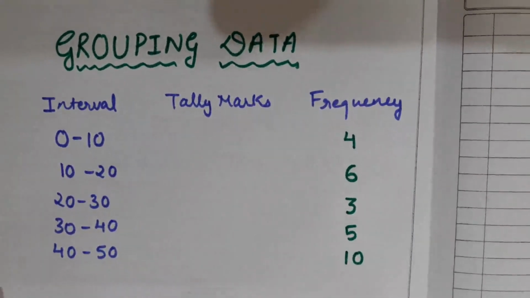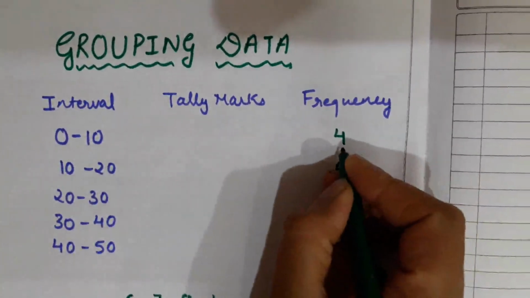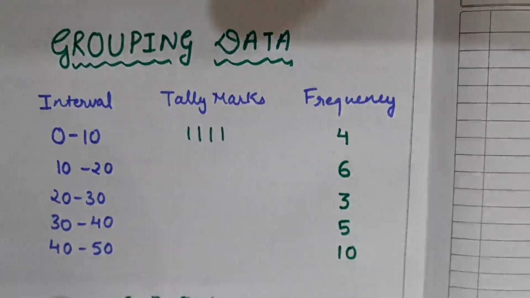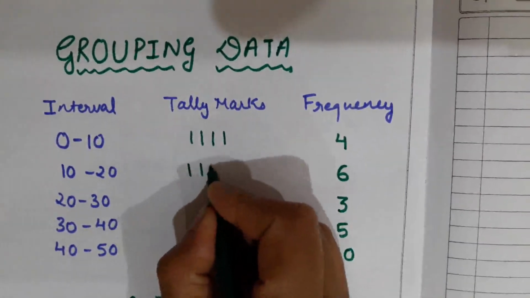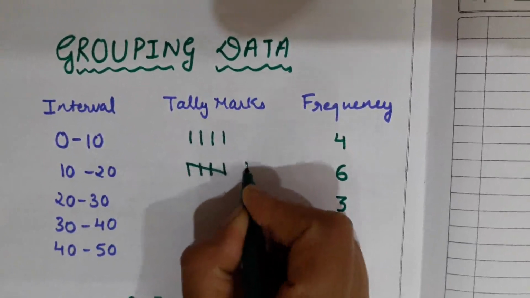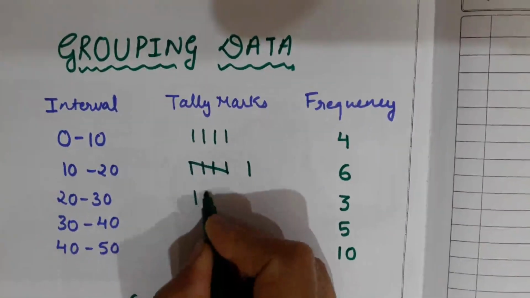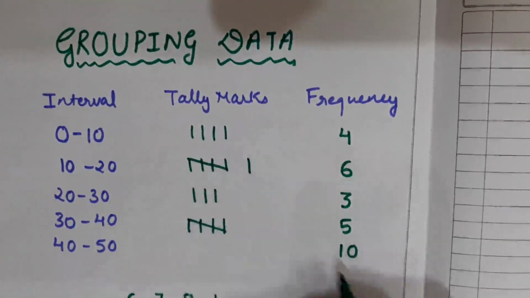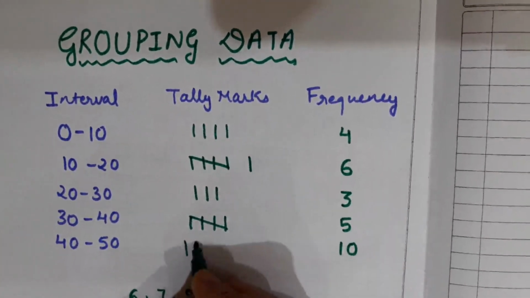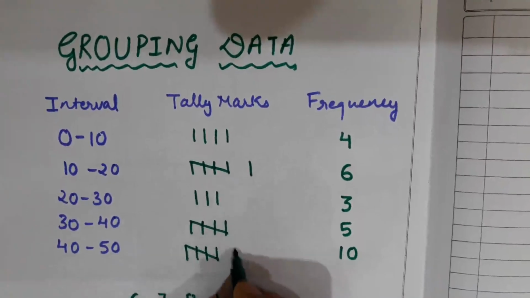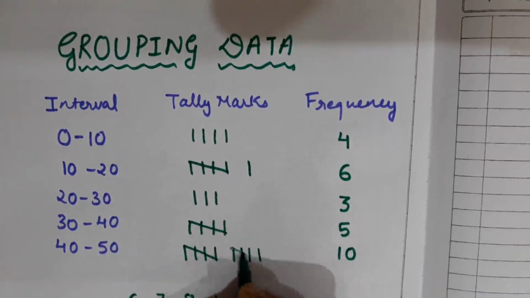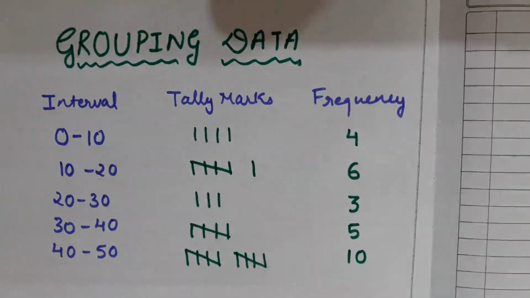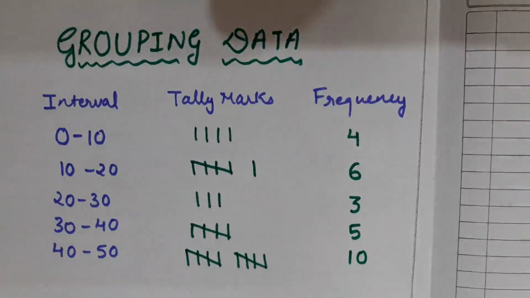So now let's represent this with tally marks. How can we represent 4? 1, 2, 3, 4. How can we represent 6? 1, 2, 3, 4, 5, 6. Now how can we represent 10? 1, 2, 3, 4, 5, and 1, 2, 3, 4, 5. So in this way we can make a group. After that we can represent the data with tally marks.